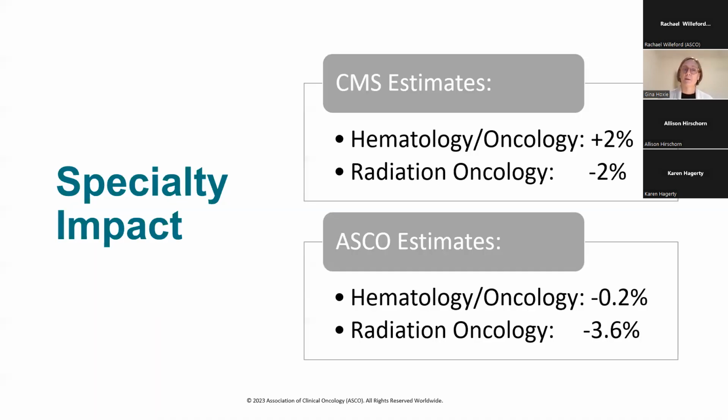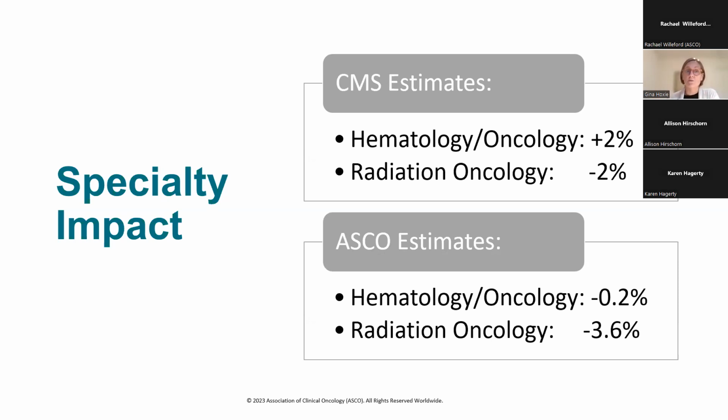Okay, so let's look at what the specialty impact is. I'll get less technical now. That was probably the most technical and hard part to understand, especially at the end of a workday. So every year in the fee schedule, CMS puts out what they estimate to be the impact on different specialties. CMS estimates that the hematology oncology specialty as a whole will see about a 2% increase in payments in 2024. At the same time, they are estimating that radiation oncology as a whole will see a negative 2%. These are just estimates and they are across the board.